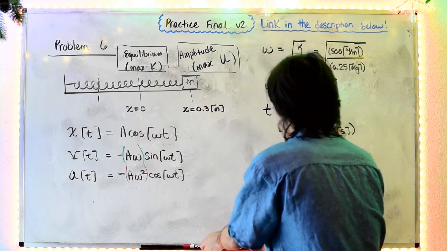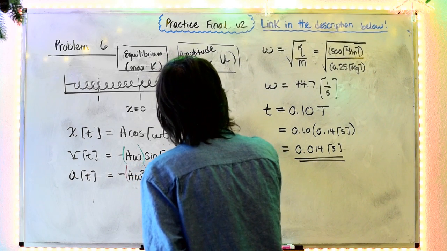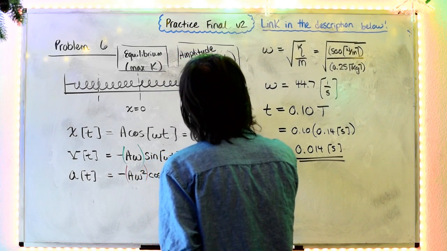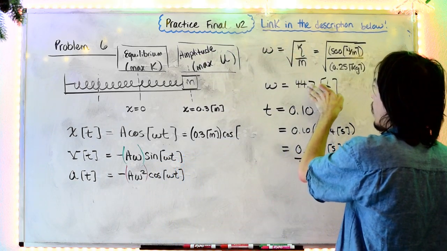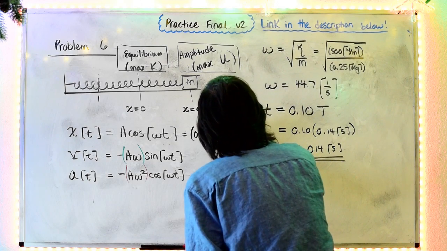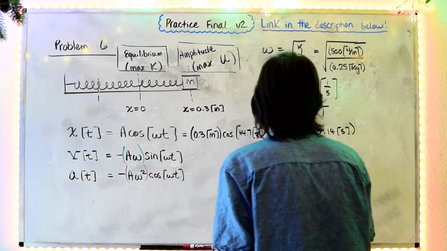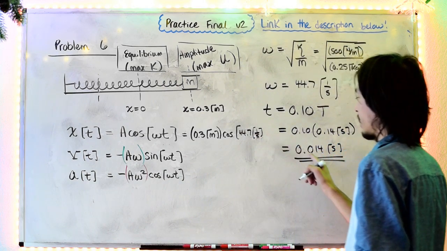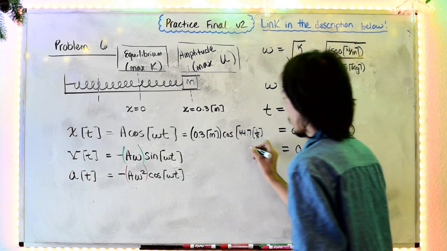We will just plug in the values for these. So A is 0.3 meters cosine of omega, 44.7 times t, which is 0.014 seconds.